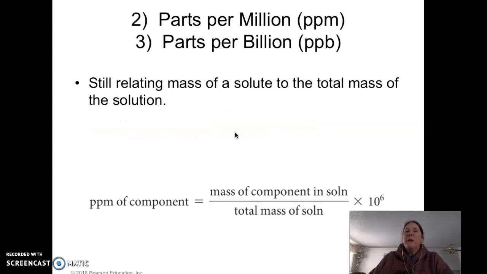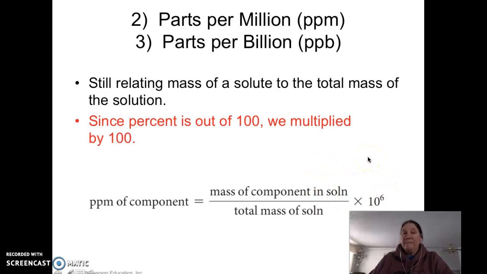Okay, parts per million and parts per billion. It's still the mass of the solid kind of deal: mass of the component over total mass. So you solve them the same. But if it's parts per million, you multiply by 10 to the 6th. If it's parts per billion, multiply by 10 to the 9th. It's still the same thing.